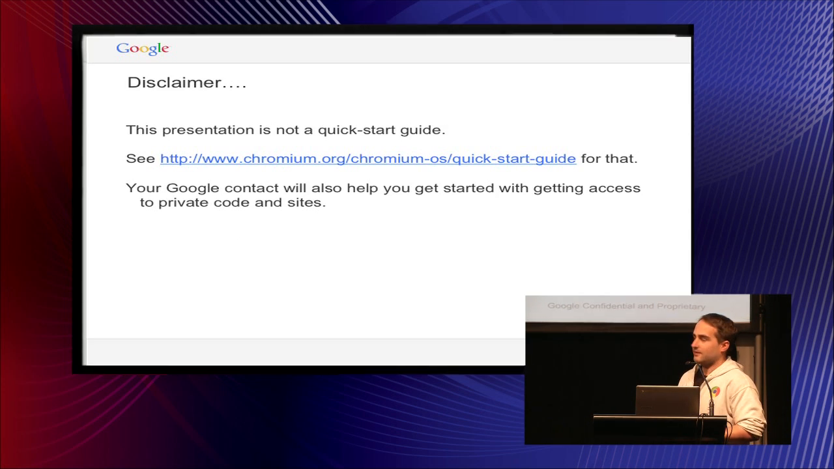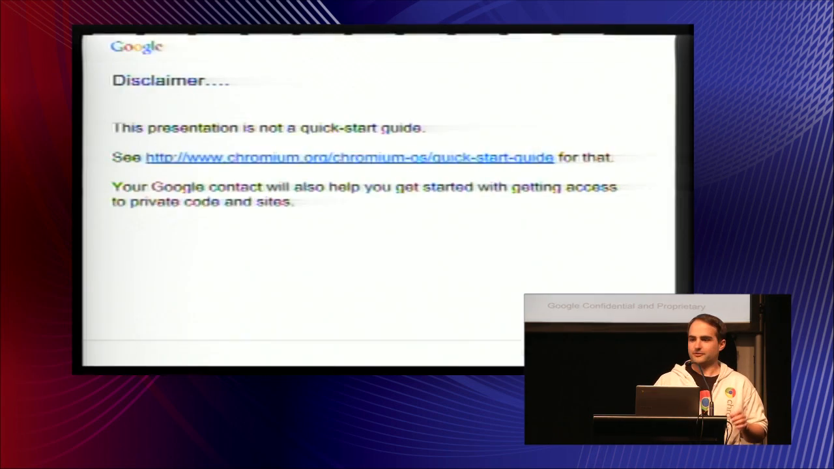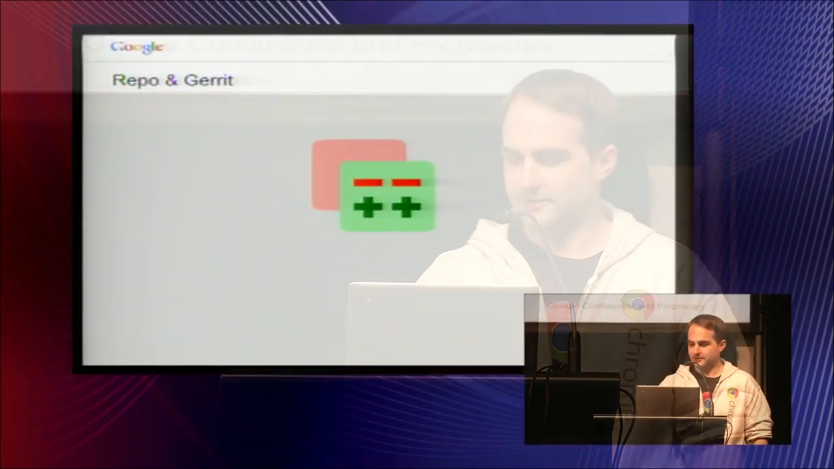And keep in mind, this presentation is not really the Getting Started guide. There actually is one at this link here. You may have seen it. It's very big and comprehensive, and will help get your development environment going and all that fun stuff. And of course, you probably have a Google contact. It may even be me, and we're glad to help you through any problems you might have getting going with Chrome OS. So the first thing we'll talk about here is repo and gerrit.